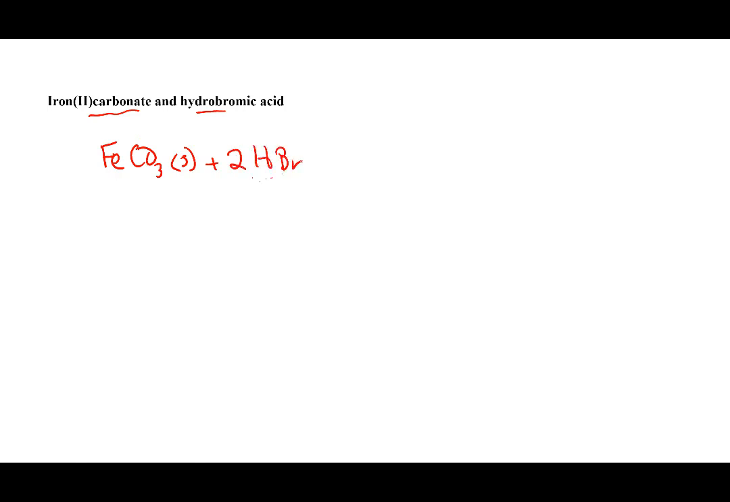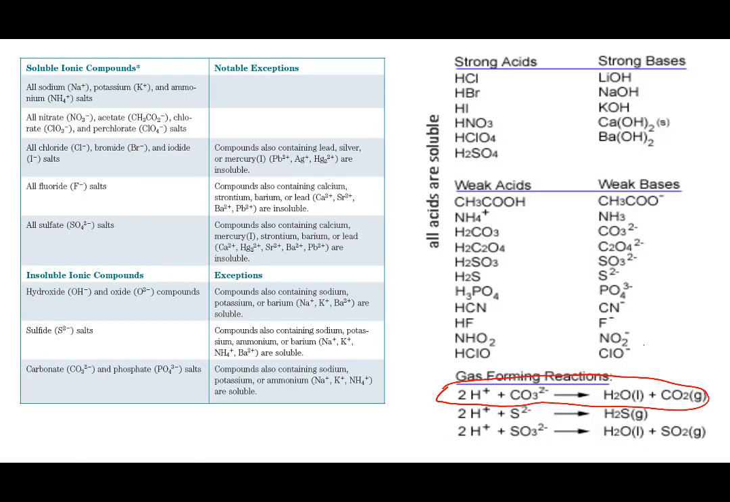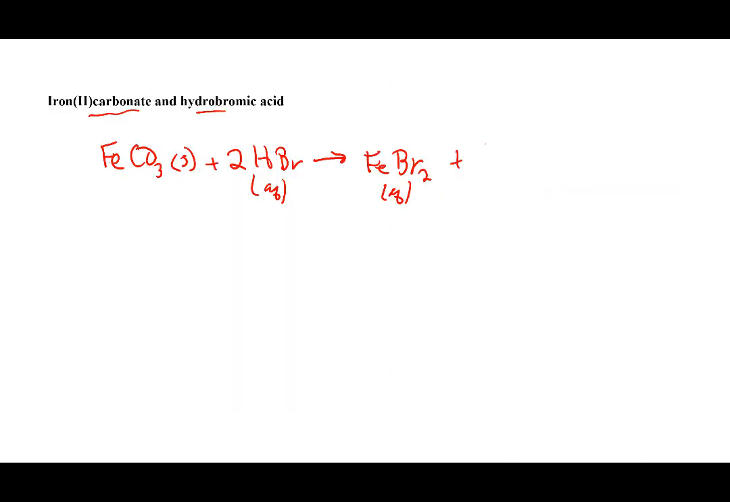2 HBrs. Those are aqueous. That's going to make iron 2 bromide, which would be FeBr2, and that'll be aqueous because it's a bromide salt. And then the hydrogens are going to react with the carbonate, and remember that's a gas forming reaction, so the two H+ and the carbonate go to make water and CO2. So that goes to make water as a liquid and CO2 gas.